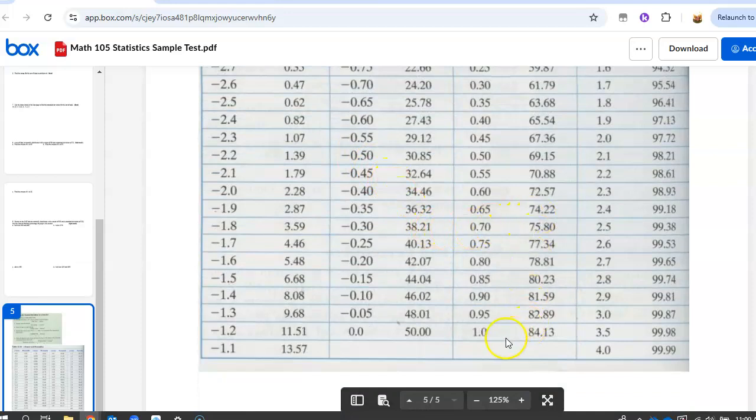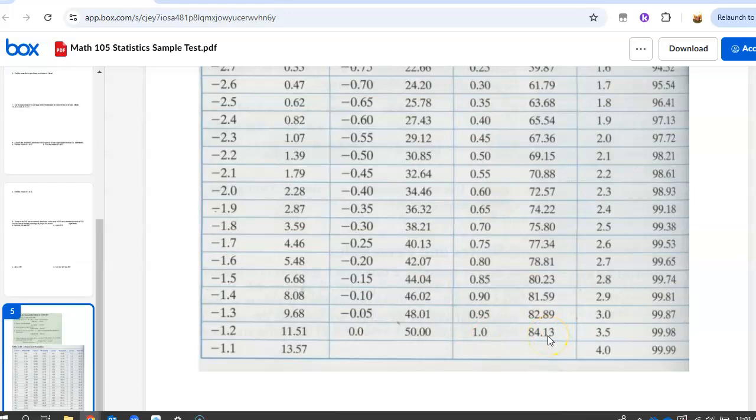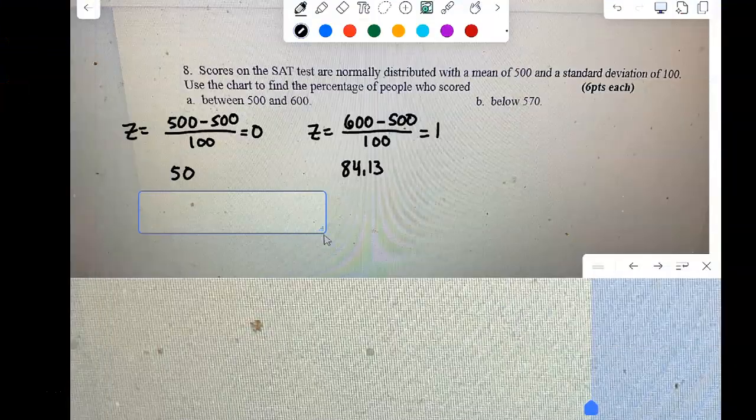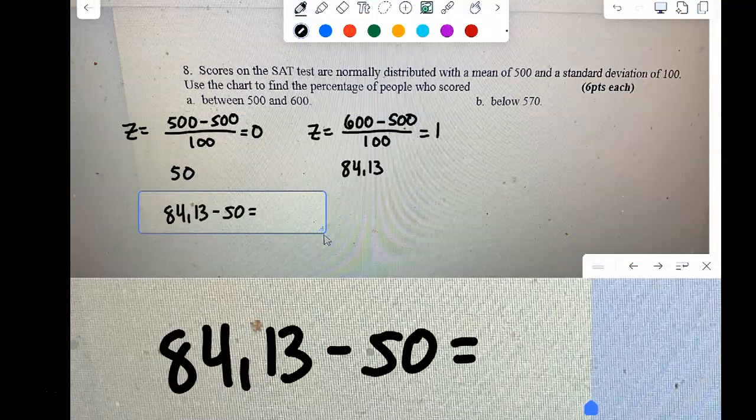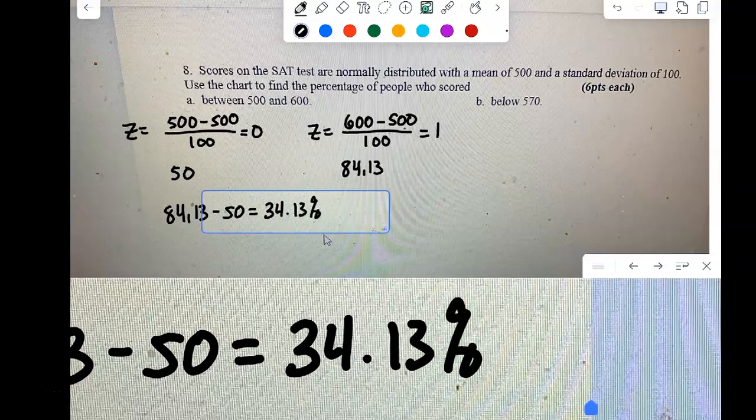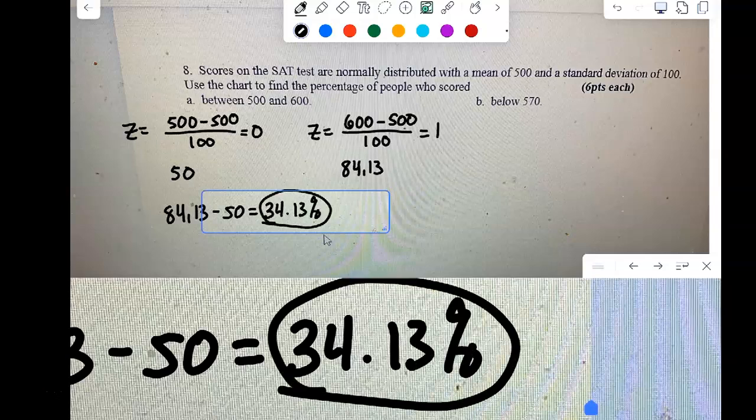We look up 1, we see that that's 84.13. We look up the z-score for 0, we see that that's 50. And then we subtract the two answers. So 84.13 minus 50 gives us 34.13%. So about a third, a little bit more than a third, falls between 500 and 600.